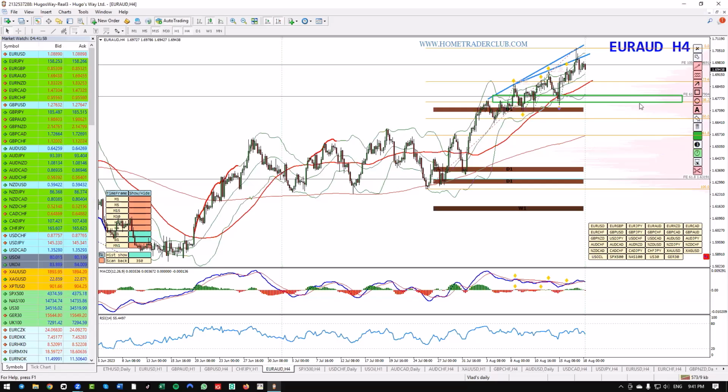Okay, we also have a big volume zone here. So starting from the 38.2 and the demand area, which is also broken resistance now as support, down to the 50, which is around this demand area. This would be the potential final target. From there, as I explained before, ideal scenario would be to get a final rally based on the daily before the big turnaround. So that's pretty much it.